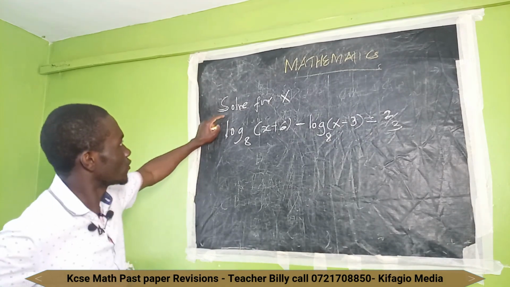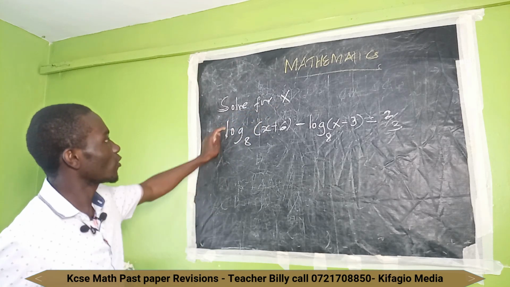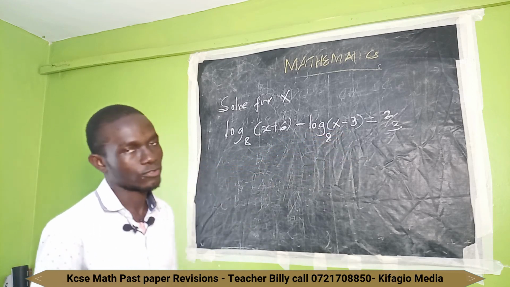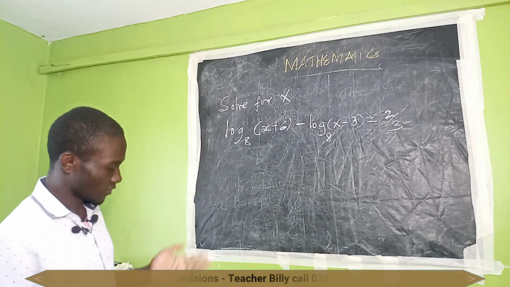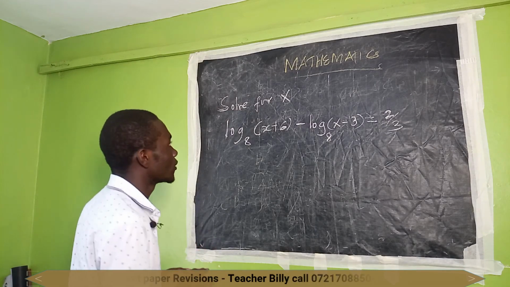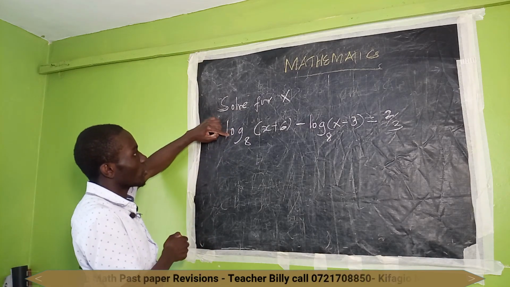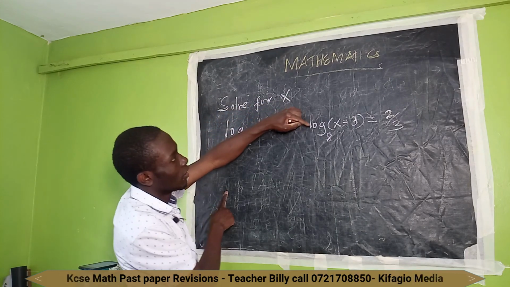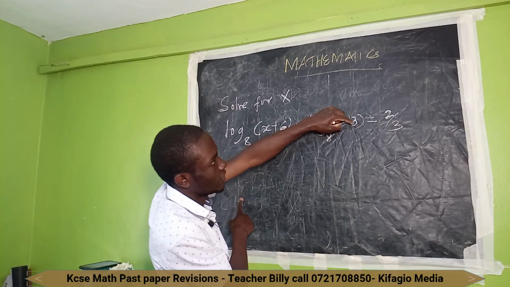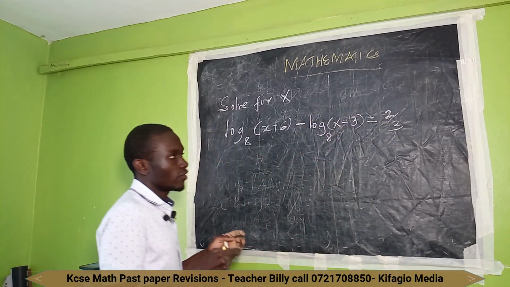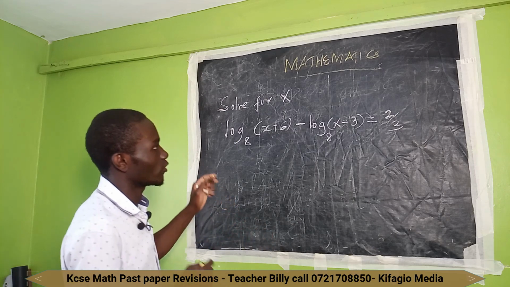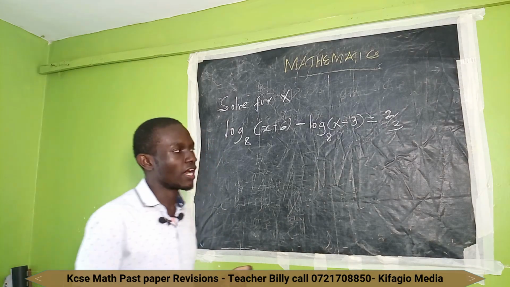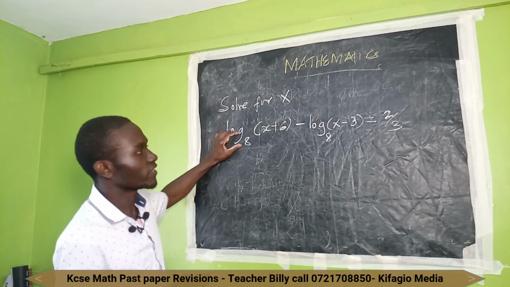So this question: solve for the value of x. We're having log base 8 of x plus 6 minus log base 8 of x minus 3 is equal to 2 over 3. So class, the question is testing you on the laws of logarithms and their application. When you're solving a logarithmic equation, what you need to do is to convert this particular number or fraction to log base 8.